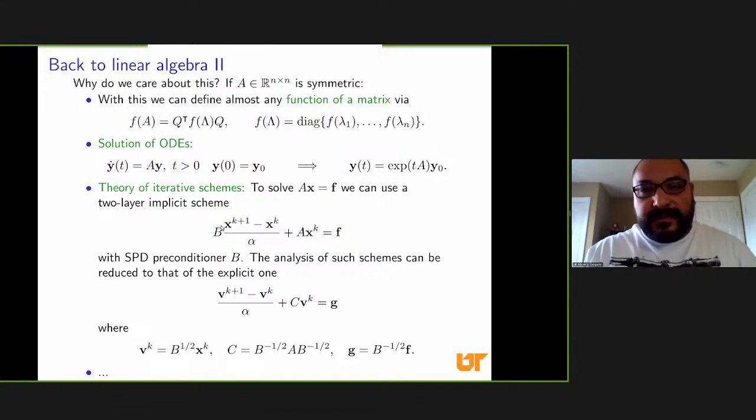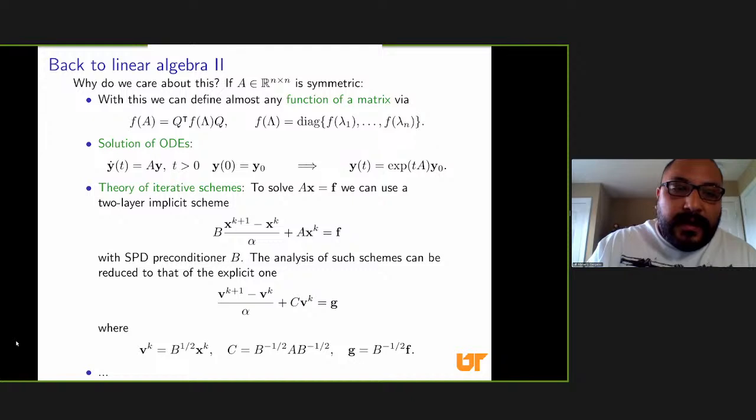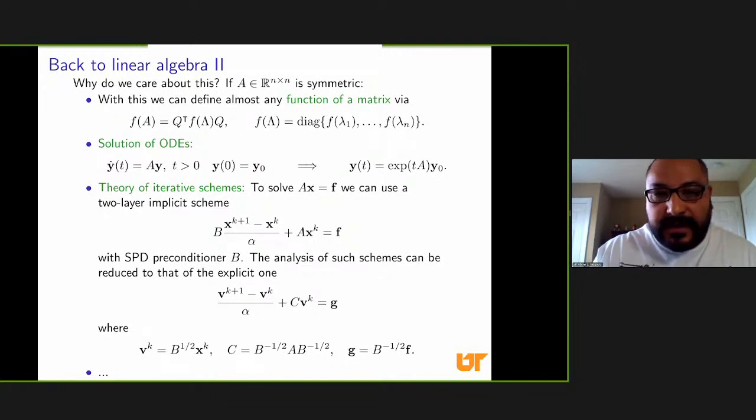And to analyze these schemes, what one usually does is do a change of variables in which we multiply essentially by the square root of this matrix B and introduce a new variable. And then you reduce it to an explicit scheme for which essentially the theory of Richardson iterations goes. And of course, I'm just giving a quick overview of possible applications here. There's many possible.